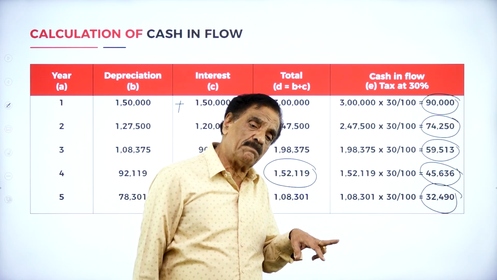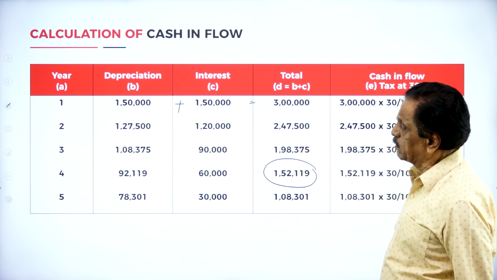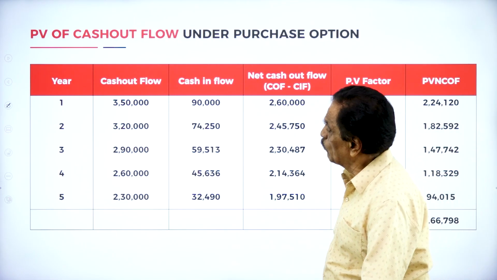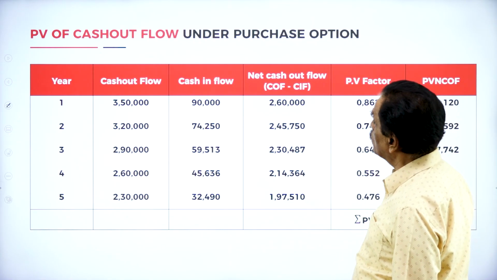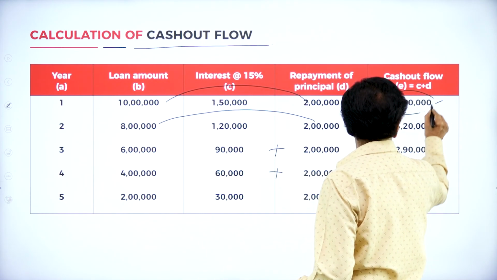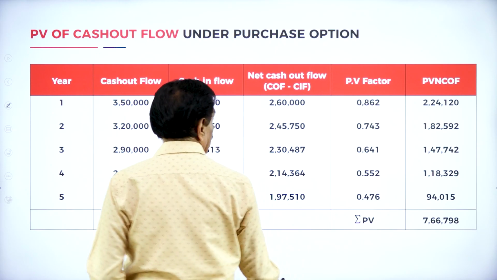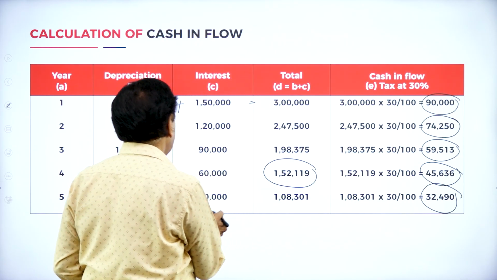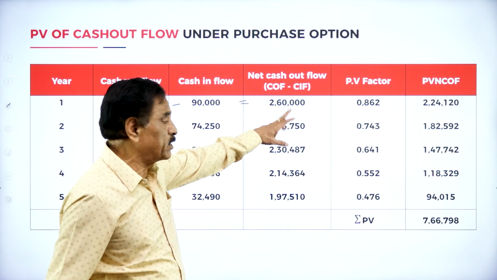You can save on depreciation. So now, when you pay back, in the next step we'll see what your cash outflow is. You have 3 lakh. Your cash outflow is 3,50,000. This is actually the cash outflow, 3,50,000. But what's your cash inflow? First year is 90,000. Deduct. The balance in real cash flow is 2,60,000.